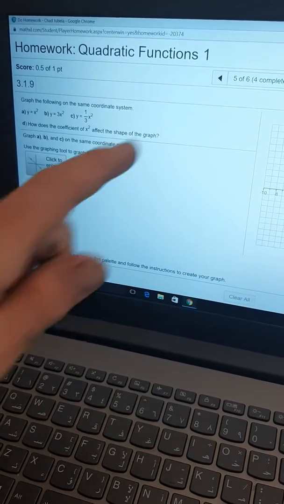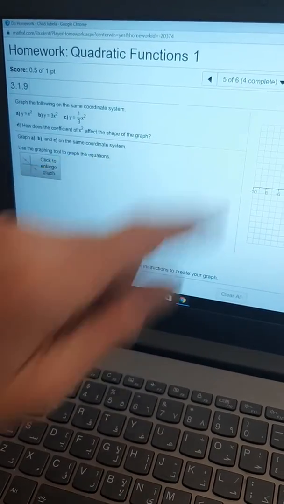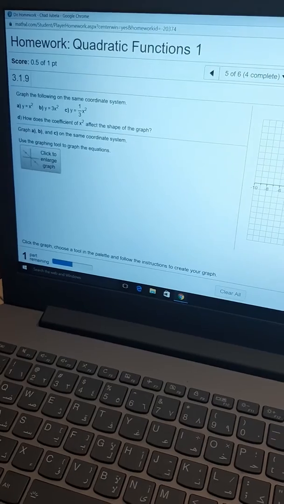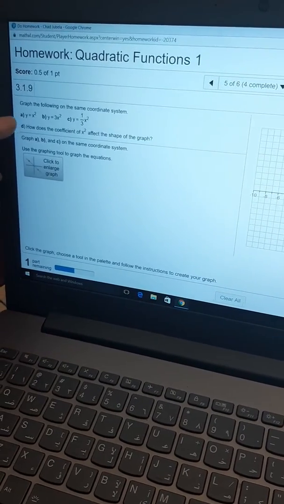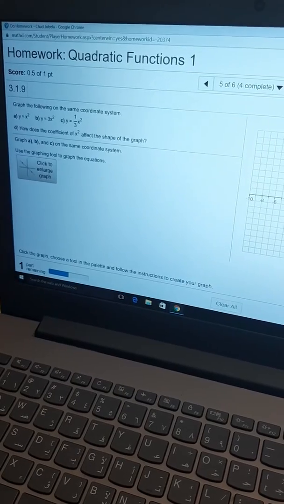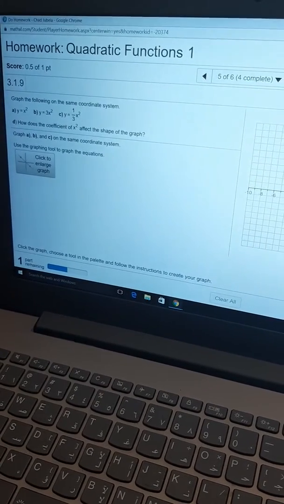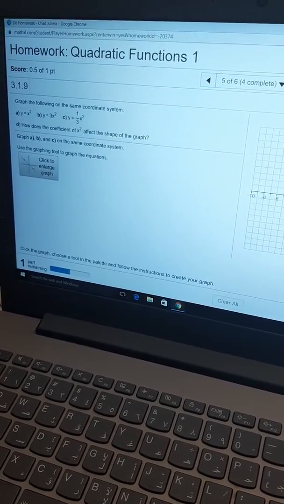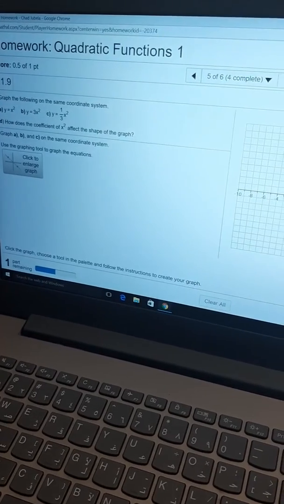Once again, here we are. We're going to look at questions 5 and 6 now. Okay, moving this, you got your parent function, y equals x squared, and then you have y equals 3x squared. What does that factor out front do? That's a coefficient, and it's referred to as a in a general equation.